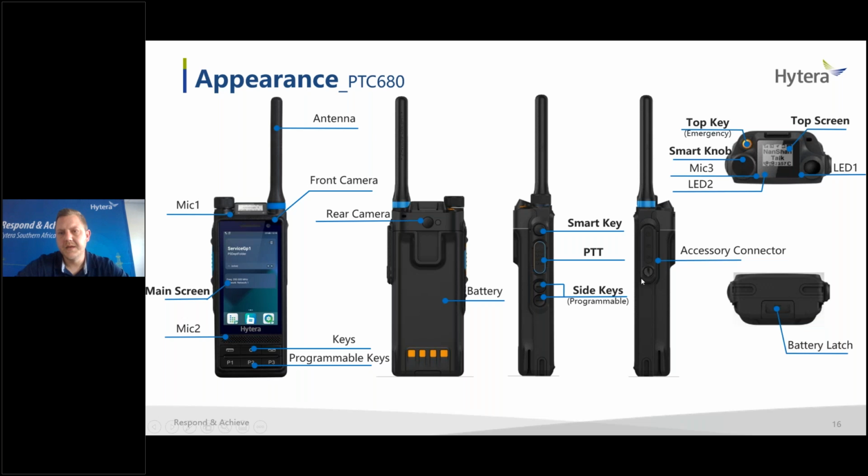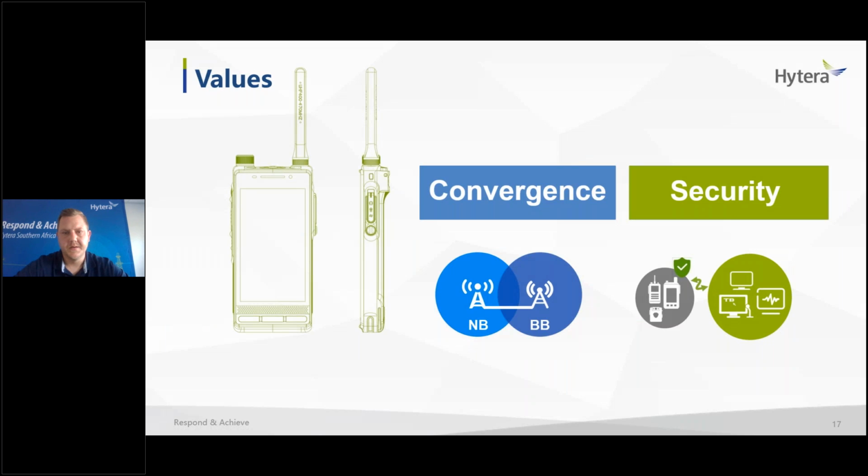And then it's also got an accessory connector on the side, so you can connect an external microphone here. You can also connect our body cams to this device, and the body cam then becomes a PTT as well as a body cam. And then you can use this device's broadband capabilities to stream video from the body cam, or you can use the actual device's camera to stream video. Okay.